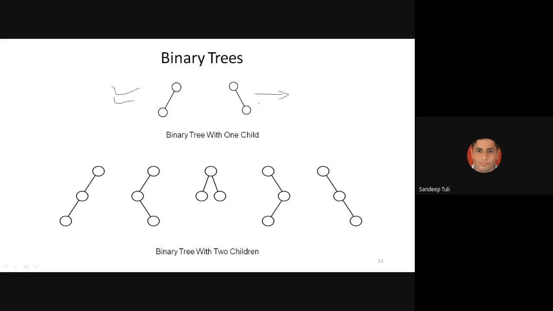Similarly, with the help of three nodes, how many binary trees can you make? Five. These trees visible on your screen are the trees which can be made with the help of three nodes. Okay, is any other combination possible with these three nodes that makes a binary tree?